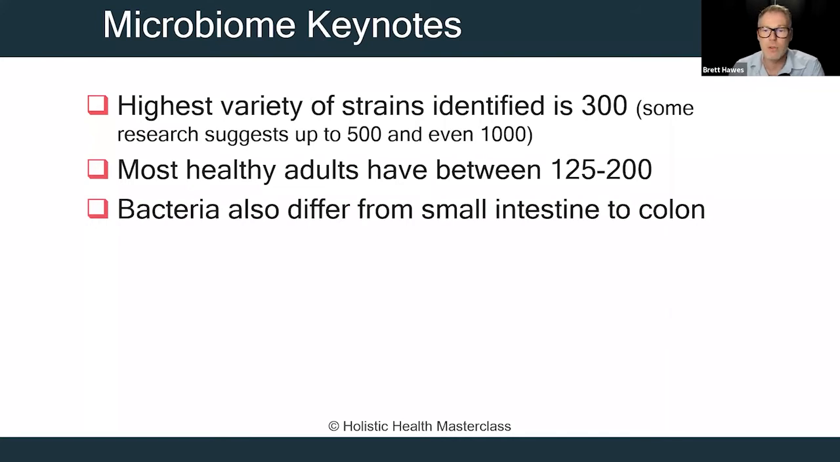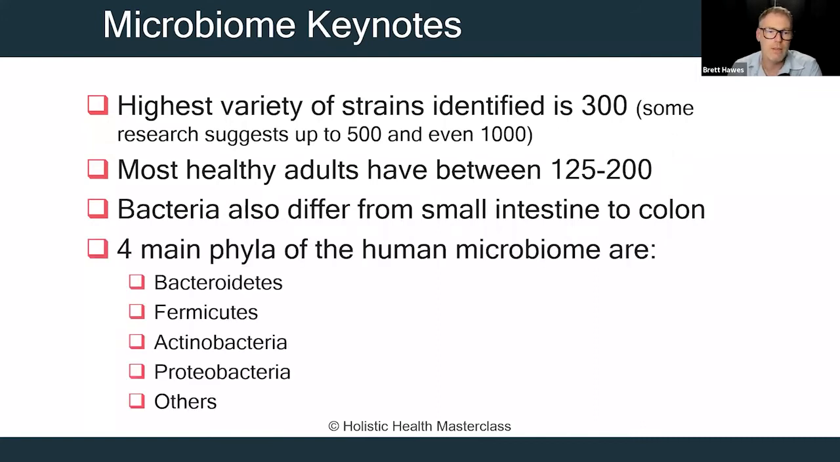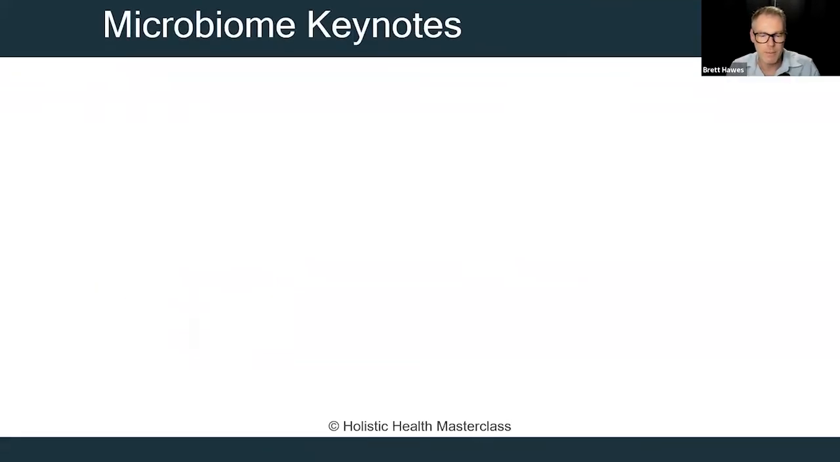So bacteria also differ from small intestine to colon. That is important, especially when it comes to things like stool testing versus SIBO testing and so forth. And there are 4 main phyla in the human microbiome: Bacteroidetes, Firmicutes, Actinobacteria, Proteobacteria, and there are others. All right, so we'll come back to some of that in just a second.